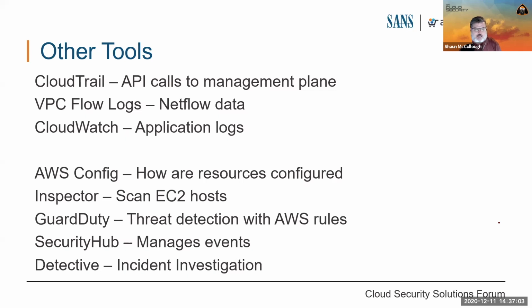AWS Detective is a newer service. I believe it came out last year. Detective helps with investigation of your environment. It allows you to pivot through a lot of different resources that are maybe kind of disjointed. So if you have an event, you can start off there and start asking questions of the environment to get full information.